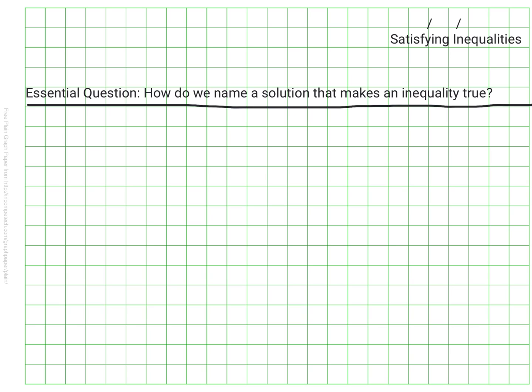The essential question for this video is, how do we name a solution that makes an inequality true, otherwise known as satisfying an inequality? Inequalities are similar to equations, which we've worked with, but instead of having something solved that's equal to a particular number, in an inequality there are often many possible solutions. The trick is that these solutions often have to be greater than or less than a particular value.